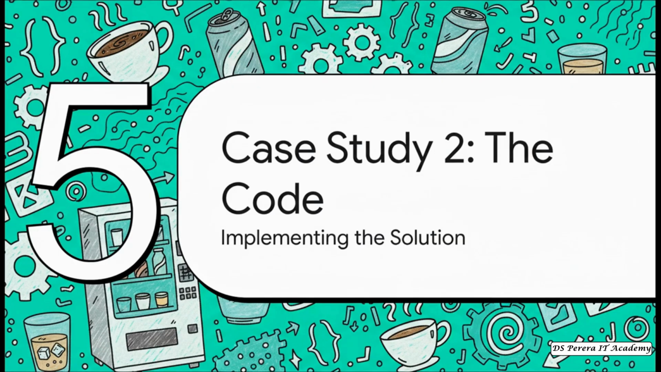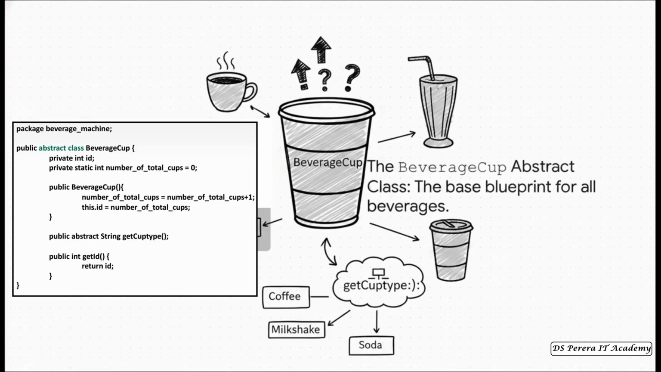All right, the requirements are clear. Let's jump into the Java code. And as we do, just notice how the same patterns we learned from the bicycle shop are going to show up here again. That's the beauty of design patterns. Just like bicycle, we start with an abstract base class, beverage cup. It handles the unique ID generation using a static counter. Same pattern as before.